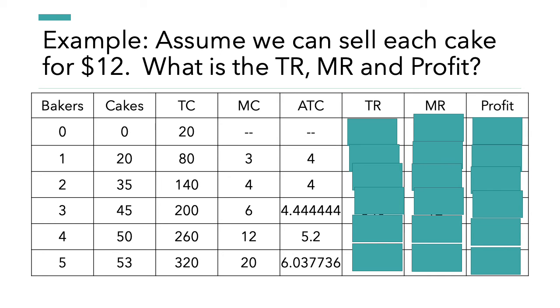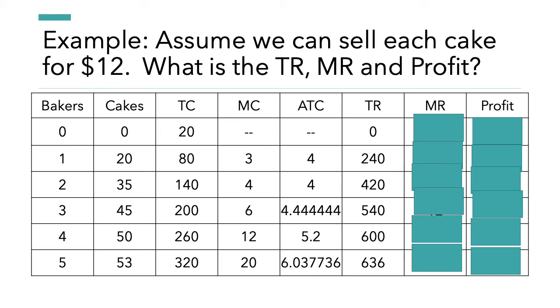Let's continue our bakery example. Assume we can sell each of our cakes for $12. Let's find the total revenue, marginal revenue, and profit for the firm. So if we sell 0 cakes, of course we get 0 revenue. The 20 cakes we sell times $12, we get $240. 35 cakes, we get $420, and so on. So this is our total revenue for our firm.